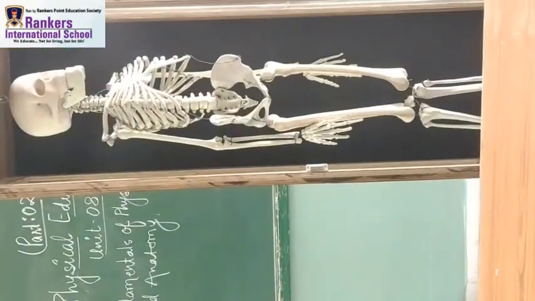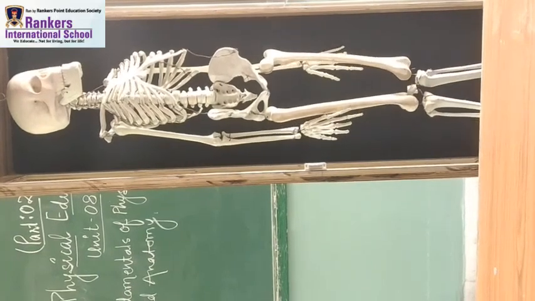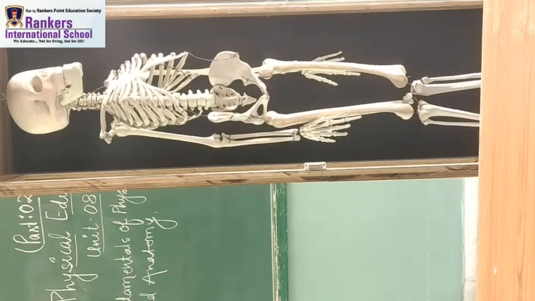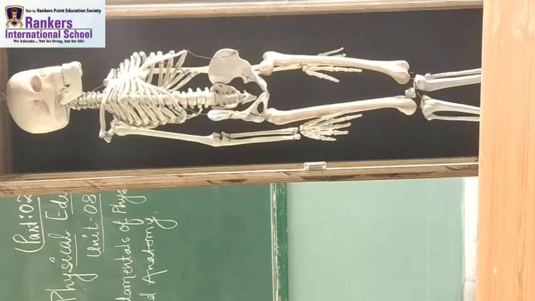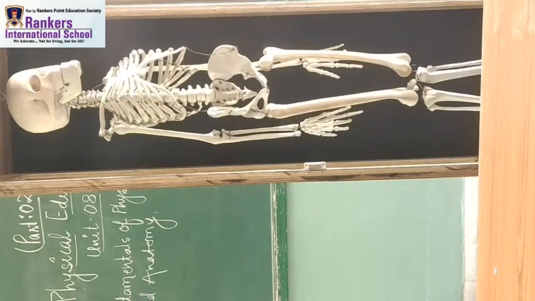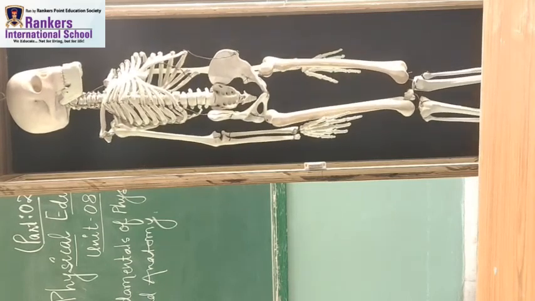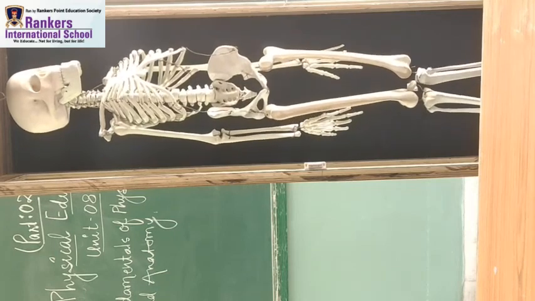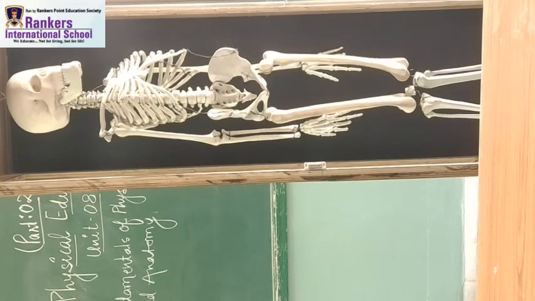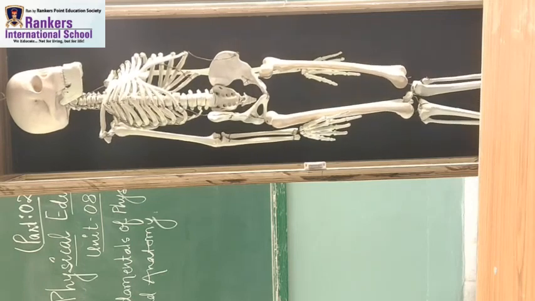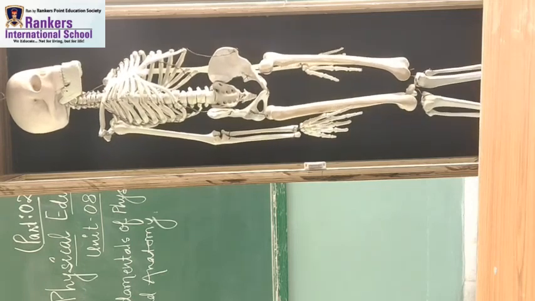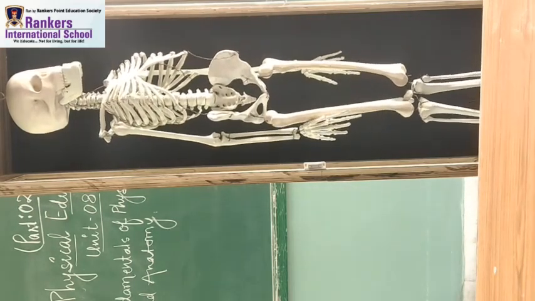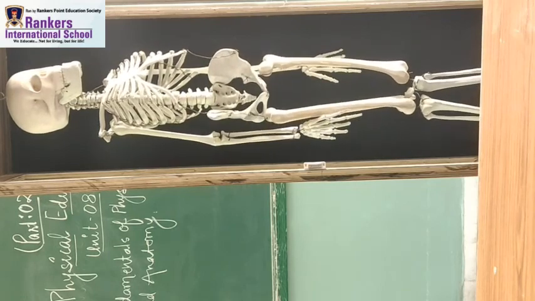Now let's move on and learn about the next thing, the appendicular skeleton. Whenever we talk about the appendicular system, the appendicular skeleton consists of upper and lower limbs, pectoral and pelvic girdles. The functions are to make movement of the limbs possible, and also protecting internal organs. It is a total of 126 bones in the upper limbs and lower limbs.